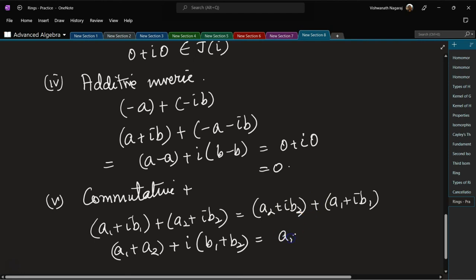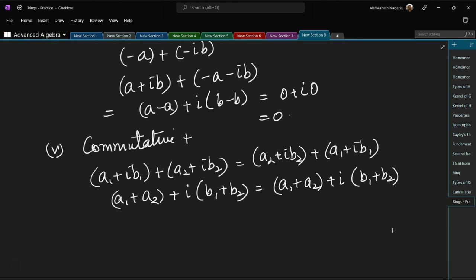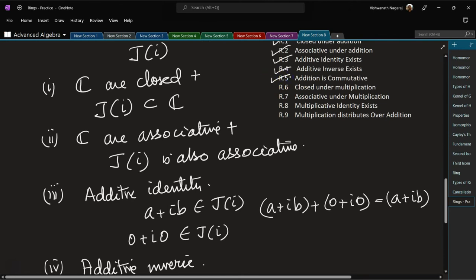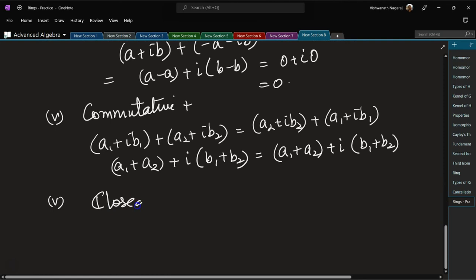So we can write it as a1 plus a2. Similarly, b1 and b2 are integers, so we can write it as b1 plus b2. So Gaussian integers are commutative under addition. So addition is commutative. Now let's go to multiplication.